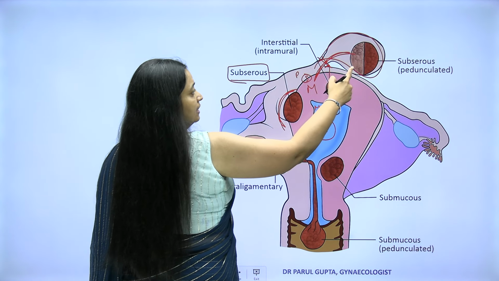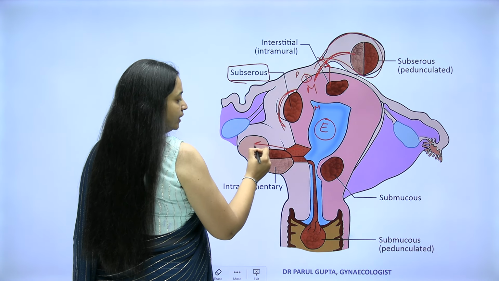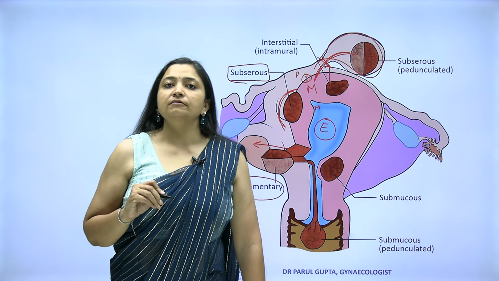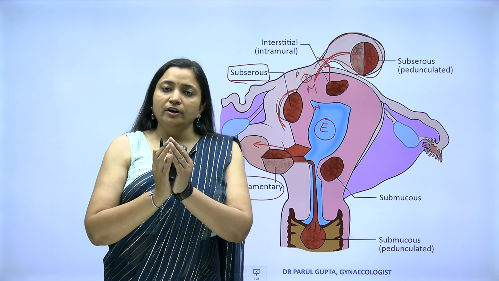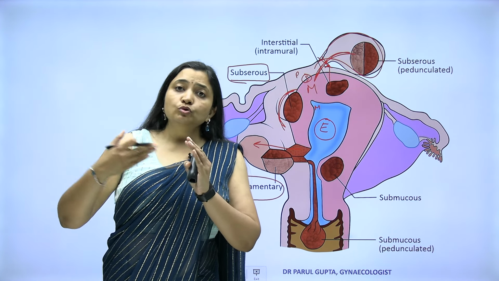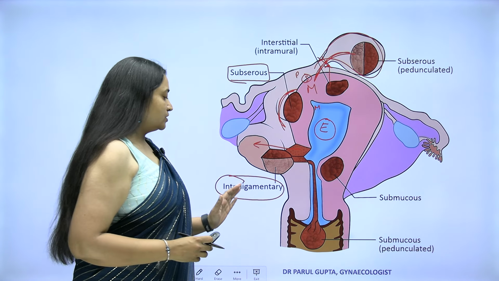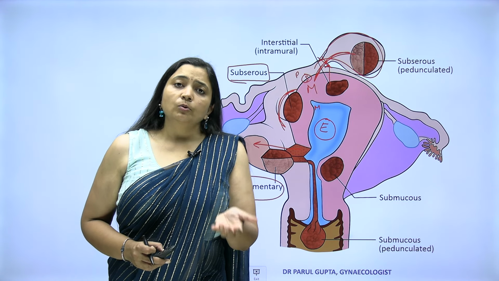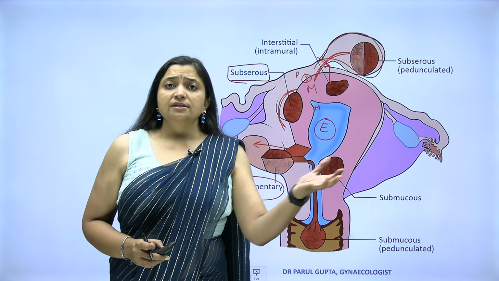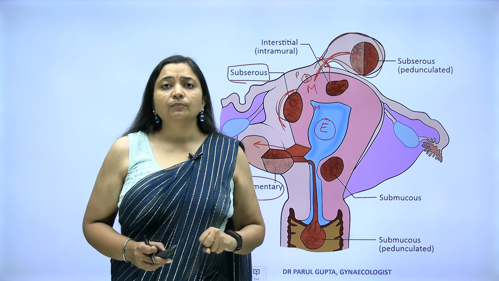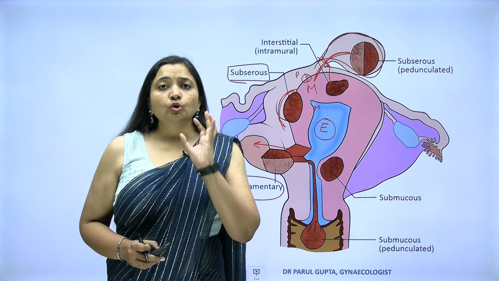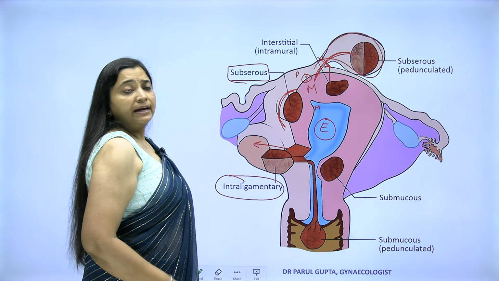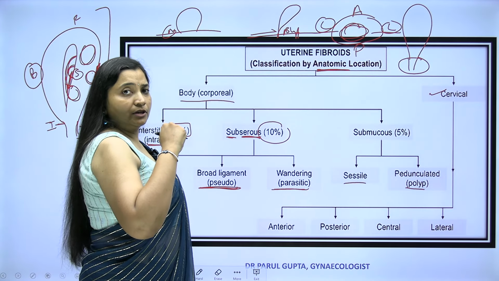If this fibroid grows towards the broad ligament, it becomes an intraligamentary subserous fibroid. It is a subserous fibroid which grows from the uterus, but it moves towards the broad ligament and it becomes an intraligamentary subserous fibroid. While you are operating such a patient or doing a sonography, you can say that this is a broad ligament fibroid because it is located inside the broad ligament. But mind it, it is a pseudo broad ligament fibroid because it is coming from the uterus. It is lying in the broad ligament, but it is coming from the uterus.